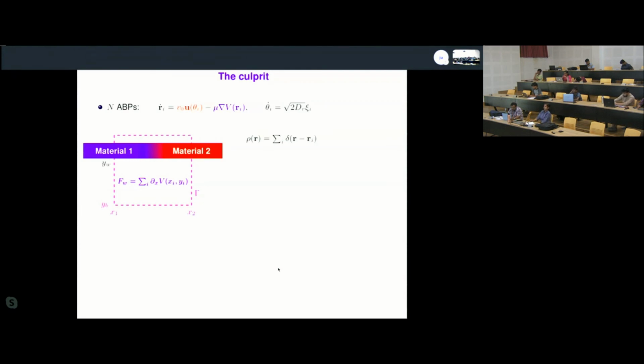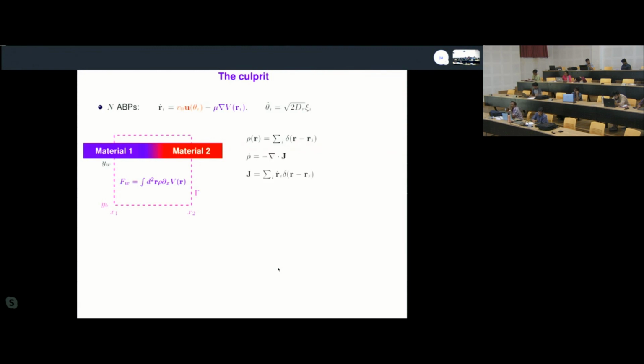So I introduce the local density of particles, rho of r, which is the sum over i of delta of r minus ri, which simply counts the density of particles at position r, and I compute its dynamics by taking the derivative. Why is this a useful quantity? If you look at the expression of Fw written on the right, Fw is simply the sum over all particles in this box of dxV of xi, yi, and I can write this as the integral over the whole box of the density of particles times dx times v. So if I can compute rho, I can compute Fw.